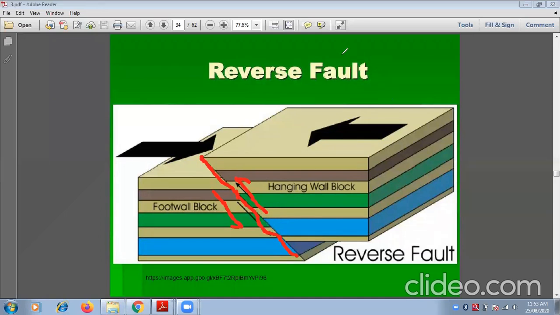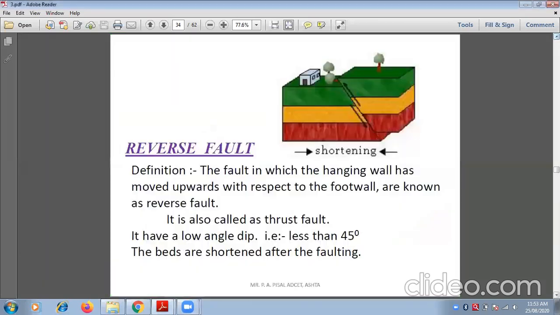So we will discuss here its characters first. Now here, when you look into the characters, just see the characters of this reverse fault. The fault in which the hanging wall has moved upward with respect to the footwall is considered a reverse fault. Here this right-hand side block is considered the hanging wall because it rests above the fault plane. So in this diagram, this hanging wall moves towards the upward side.